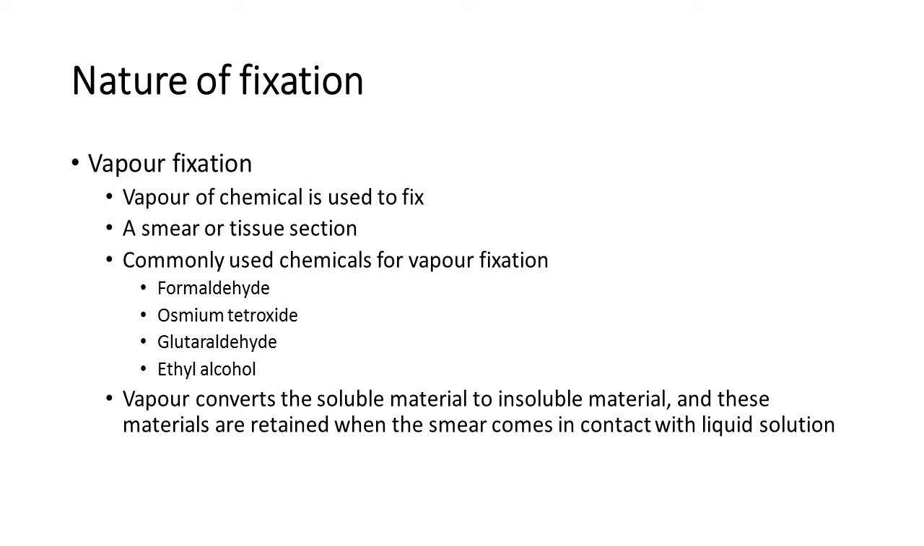Vapor fixation. In this type of fixation, the vapor of a chemical is used to fix either a smear or a tissue section. The commonly used chemicals for vapor fixation are formaldehyde, osmium tetroxide, butyraldehyde, and ethyl alcohol. The vapor converts soluble material to insoluble material, and these materials are retained when the smear comes in contact with liquid solution.